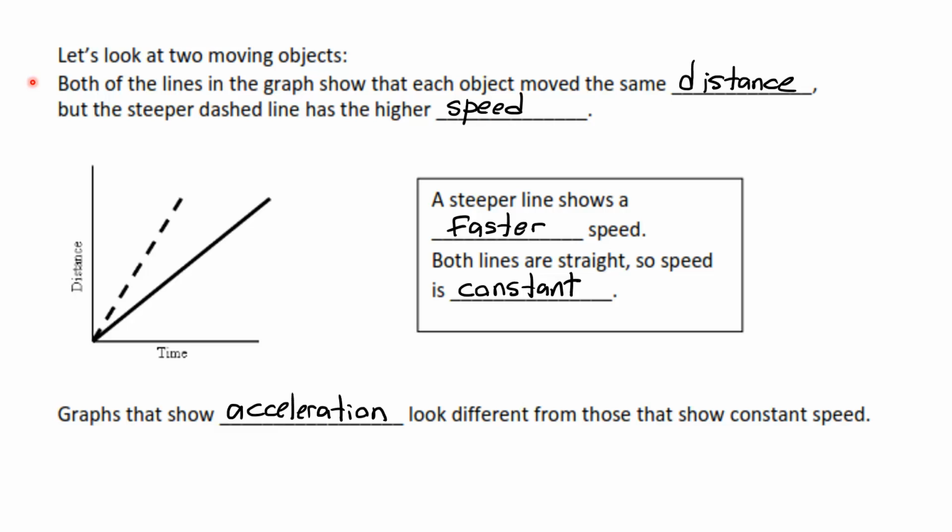Okay, so we look at an example where we have two lines plotted on the same graph. Both of the lines show the object has moved the same distance. Distance is on the y-axis, and if you look carefully, you can see that both objects have traveled the same distance. But the dashed line is steeper. Therefore, the time taken to travel the same distance is less with the dashed line, so the dashed line has the higher speed. A steeper line shows a faster speed. Both lines are straight, so speed is constant.